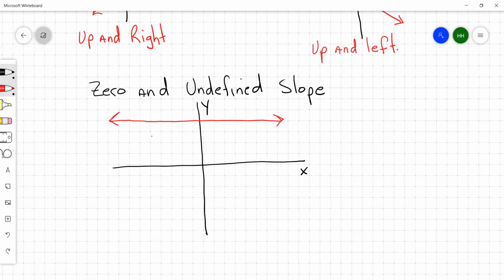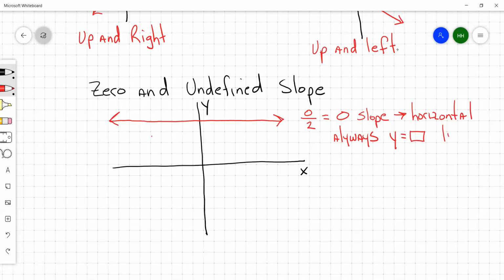What's the rise in a horizontal line? 0, isn't it? Doesn't it only run? So if slope is rise over run, this would be like 0 over a number, isn't it? There's no rise to it. So if you took your calculator and typed in 0 divided by 2, all right, what does it say? It says 0. So 0 slope is a horizontal line. Those are always y equals a number lines.